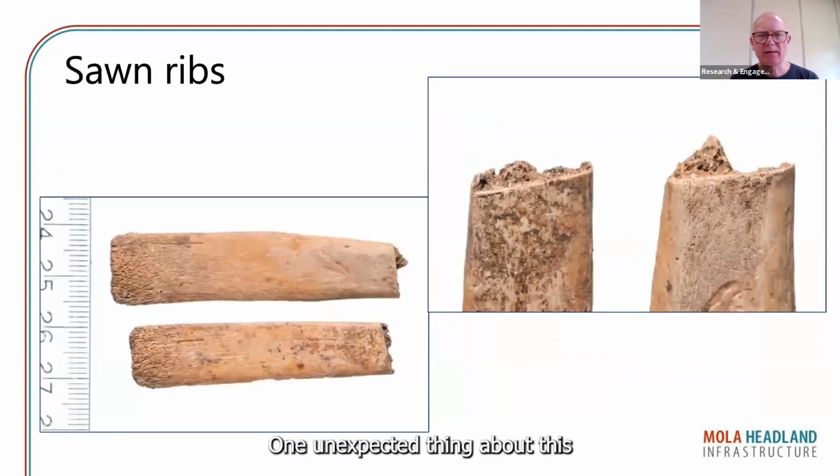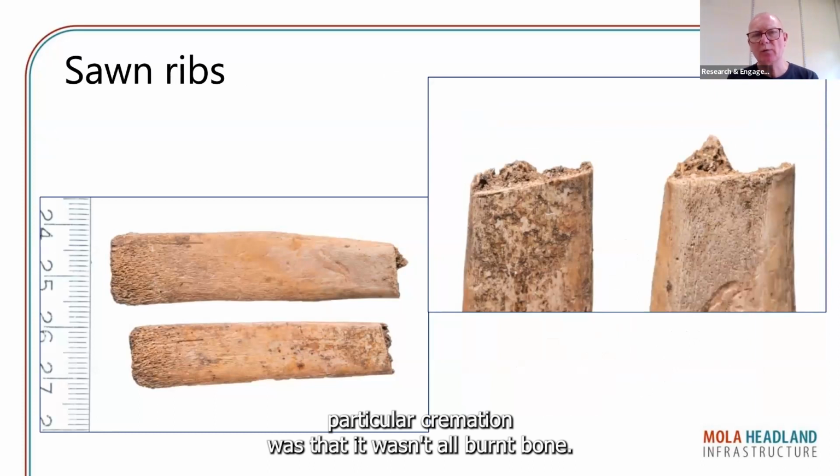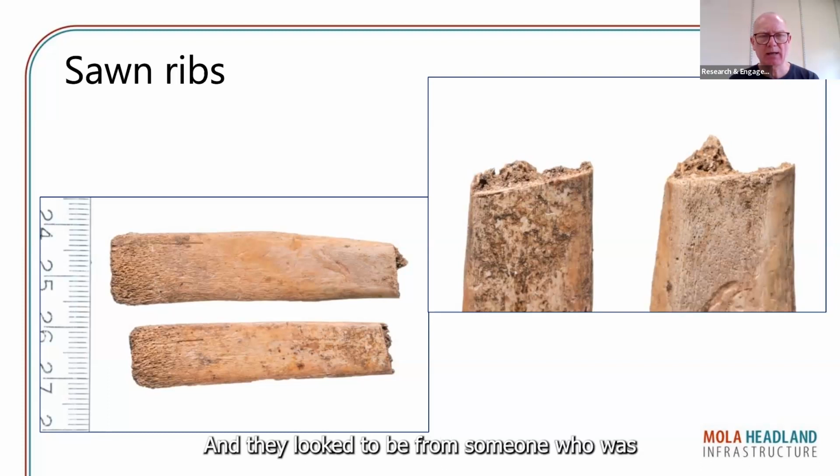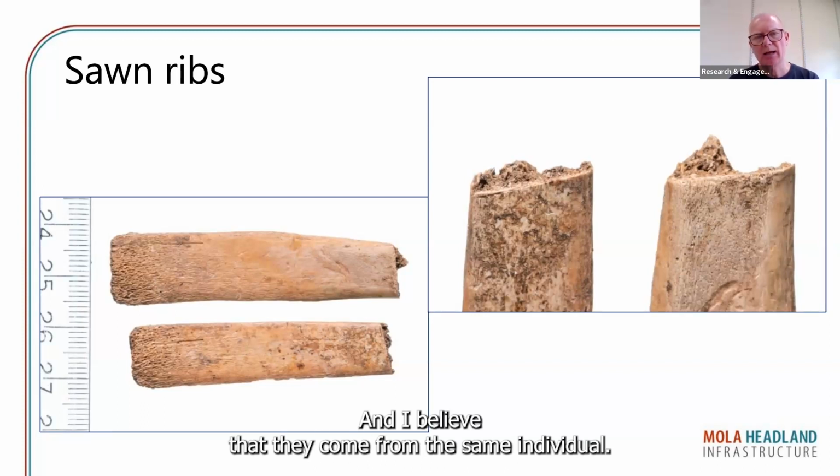Okay, one unexpected thing about this particular cremation was that it wasn't all burnt bone. We had a couple of bones that were clearly unburnt. In fact, they were in very, very good condition. And these are a couple of ribs. And if you look at them, they look fairly similar. They look to be from someone who was perhaps a late teenage or early adult age when they died. And I believe that they come from the same individual.